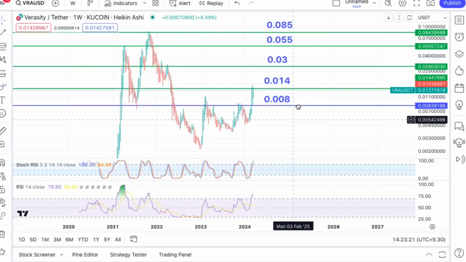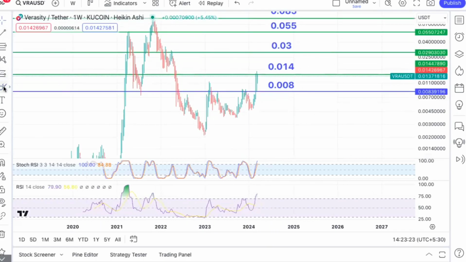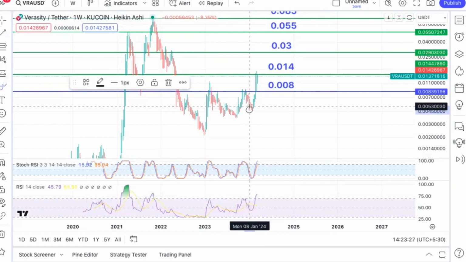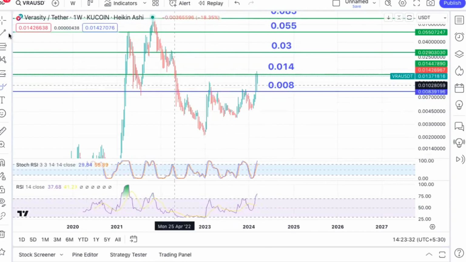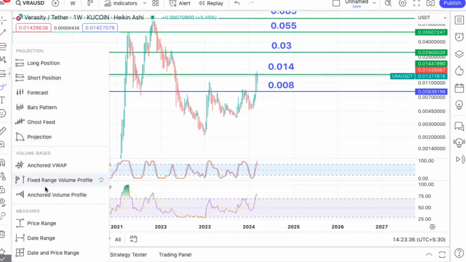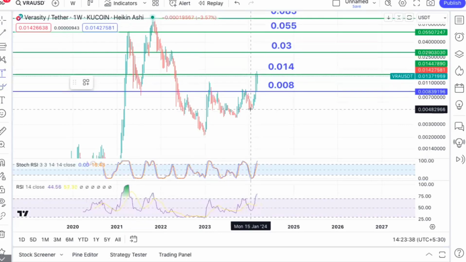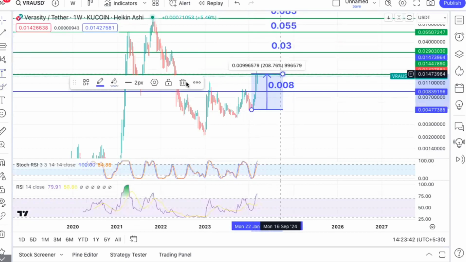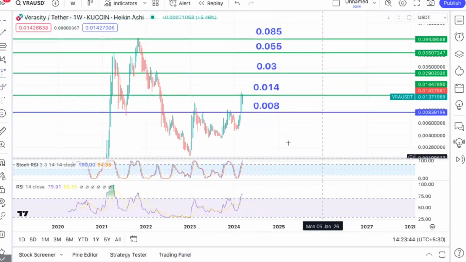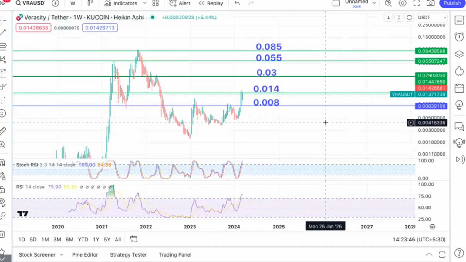I had tweeted back on the 23rd or 24th of January this year, where VRA was over here, and I said that VRA bears are in for a surprise. And since then, it's almost up 200%. I think so, or near about 200%. You can go and check my Twitter. Yeah, it's up more than 200% since then. But this is just the beginning for Veracity.